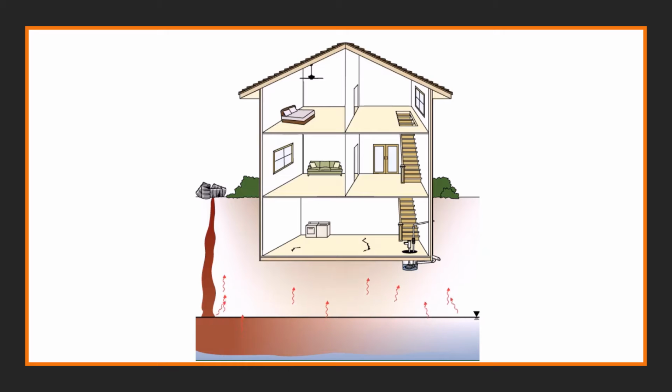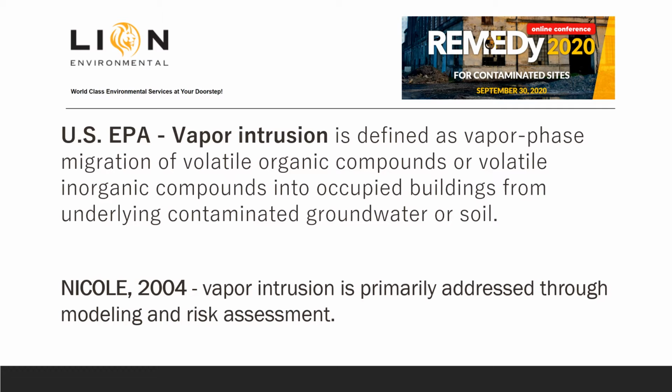Vapor intrusion is defined as the migration of volatile compounds into occupied spaces from underlying contaminated soils and groundwater. The US EPA has its definition of vapor intrusion, and in 2004 said that vapor intrusion was to be addressed through modeling and risk assessment.